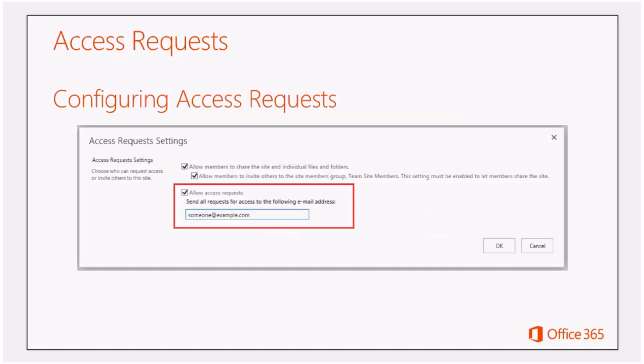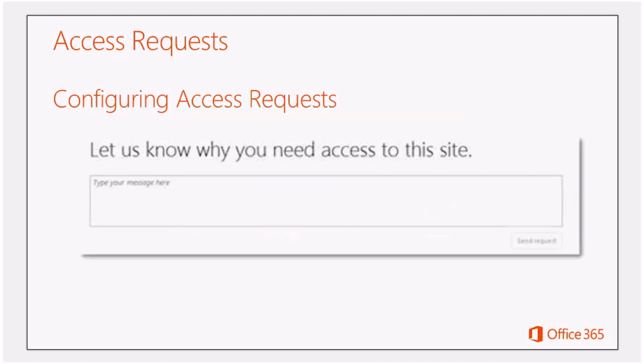And once someone requests access, they will receive an email message. So go ahead and configure this, click OK. Following this, instead of getting one of those error, access denied or sorry, you don't have access messages, users who go to that shared spreadsheet, going back to the scenario, will get this "let us know why you need access to the site" message.